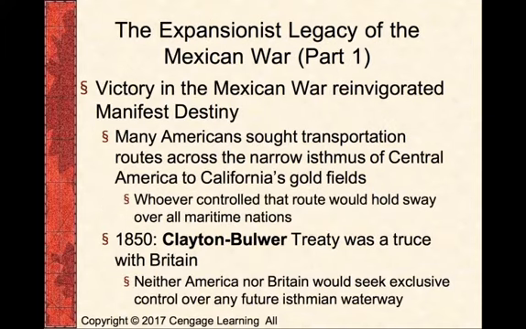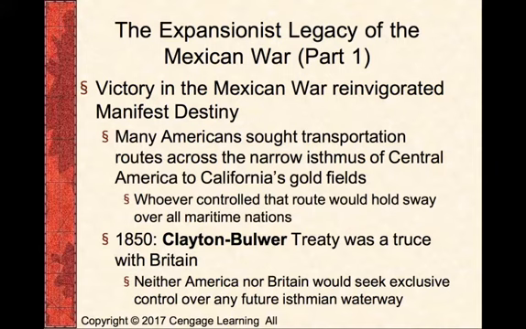Now, we're going to have to talk about the legacy of the Mexican War, which we didn't talk about really in the last chapter. This is where it gets brought up again in 1850. The Mexican War victory really reinvigorated the idea of manifest destiny. That we were destined to maybe not just own the country from coast to coast, but maybe we were destined to control the continent from north to south as well.